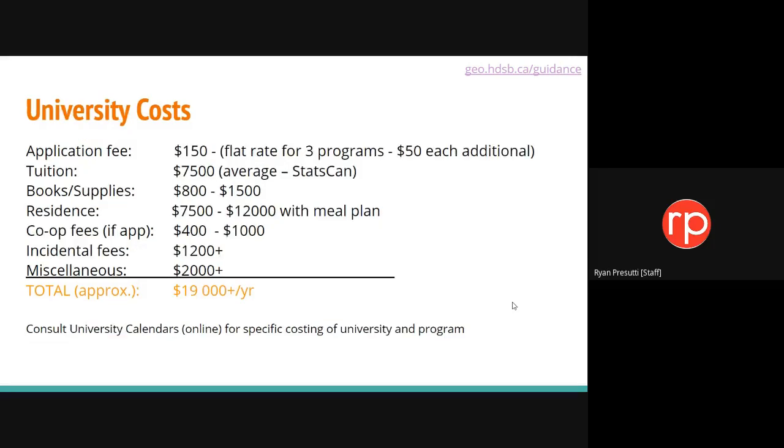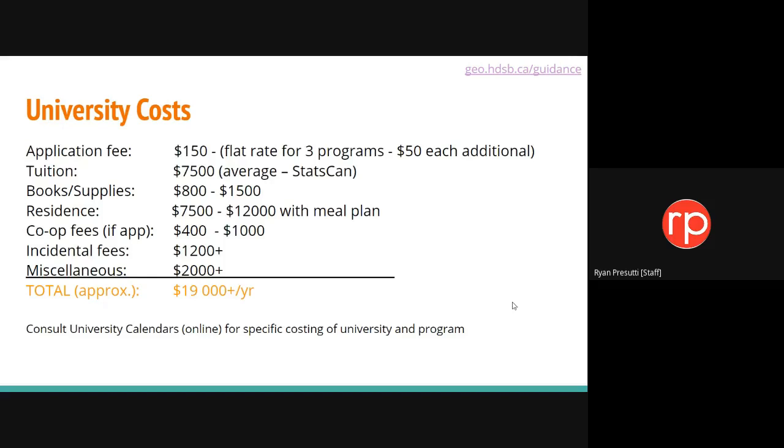For university, it's a little bit more. Tuition is typically around $7,500 on average. There are many programs that are far above that, and of course this is talking per year. Book supplies can run you anywhere up to $1,500. Residences tend to be a little bit more expensive, as they are inclusive of a meal plan at many universities. There are incidental fees, as I was talking about, bus passes and athletic fees that you often have to pay as a student, and then any miscellaneous fees, entertainment, personal costs as well. So that could be anywhere around $19,000. Again, consult the university calendars for their specific costing information for this upcoming school year.